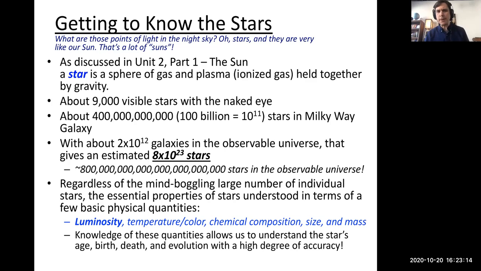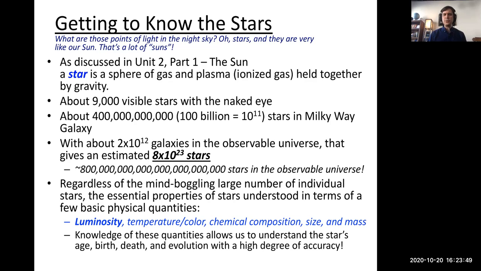So what kind of essential properties do we use to understand this mind-numbingly large number of stars in the universe and realize that they're all mostly the same rather than different? Well, the things that we're going to be after are luminosity. If you remember, that's the total energy production of a star. How bright of a light bulb is it? How much energy per second is the star giving off? That's luminosity. We want to know its temperature, which we know relates to color. Thank you, Wien's law and thermal radiation laws. We want to know their chemical composition, their size, their mass.